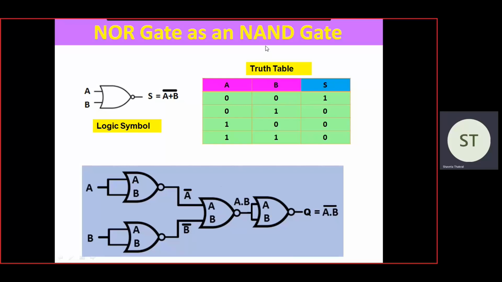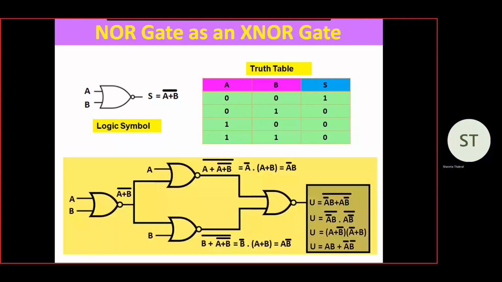But for the NAND gate, the expression is A dot B to the whole complement. So for taking the complement of this expression, we are using one more NOR gate, and that is acting as an inverter. So this is inverting the signal A dot B, and here we have Q equal to A dot B to the whole complement. Q is the output of the NAND gate, and the Boolean expression we are getting is A dot B to the whole complement. So we have proved that this particular circuit using only NOR gates is acting as a NAND gate.